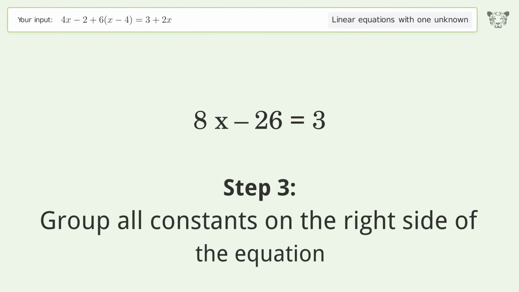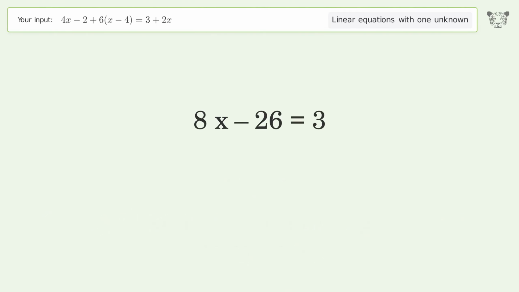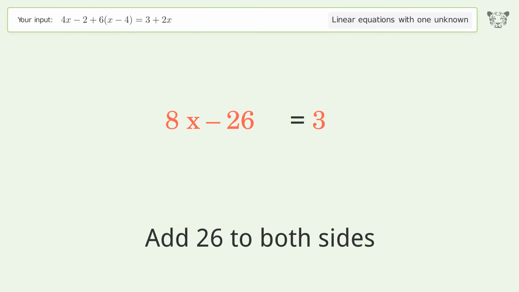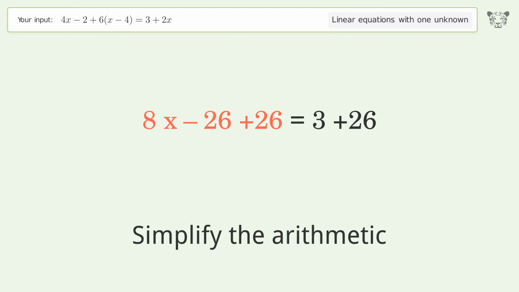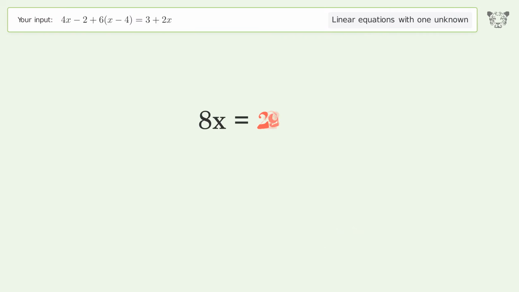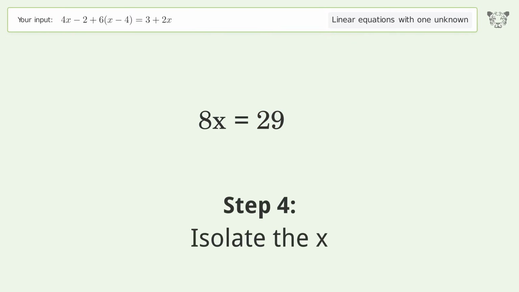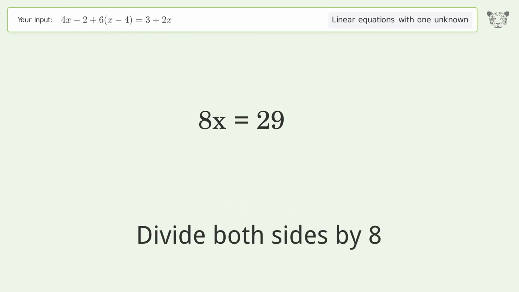Group all constants on the right side of the equation. Add 26 to both sides. Simplify the arithmetic. Isolate the x. Divide both sides by 8.